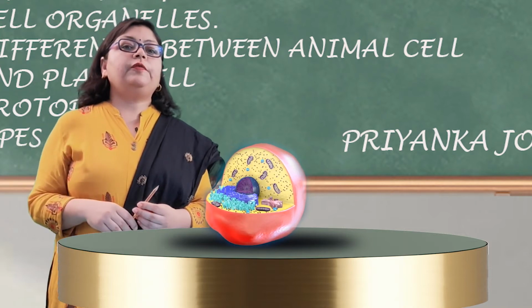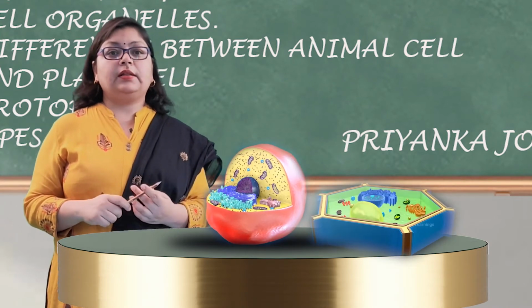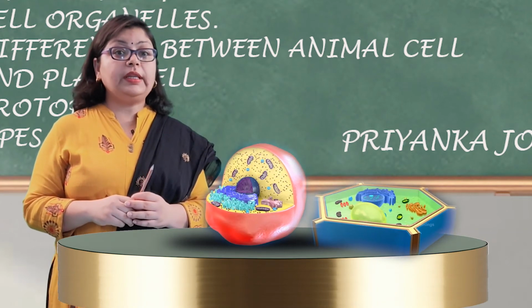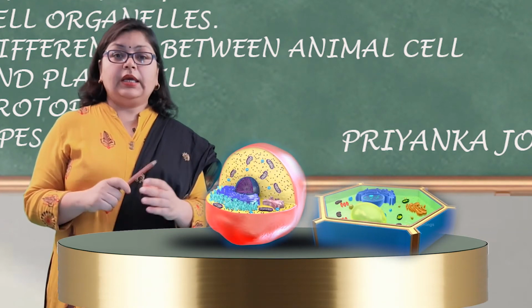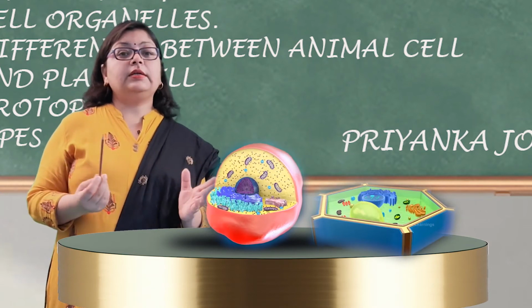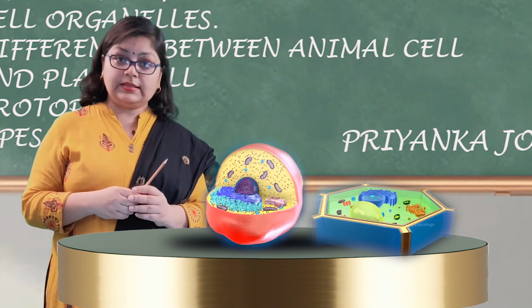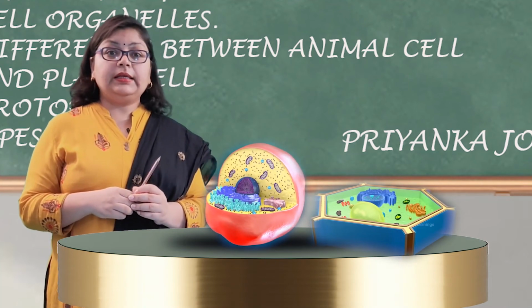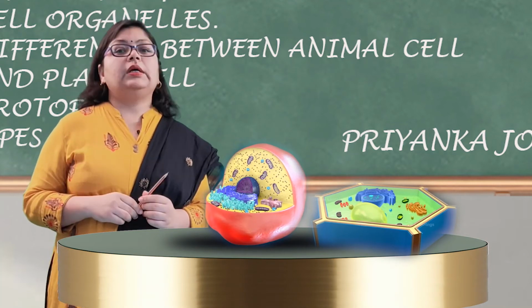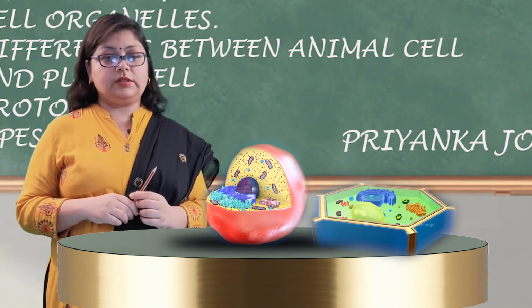So to go further, the first one is the cell wall. The cell wall is present only in plant cell. It is the outermost layer in the plant cell surrounding the plasma membrane or the cell membrane. Secondly, this cell wall is freely permeable and it is made up of cellulose.